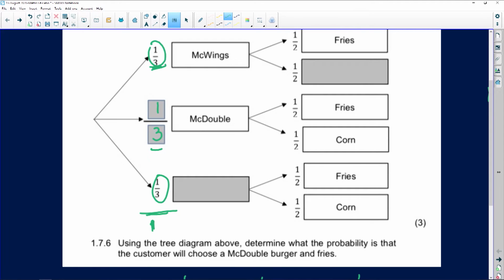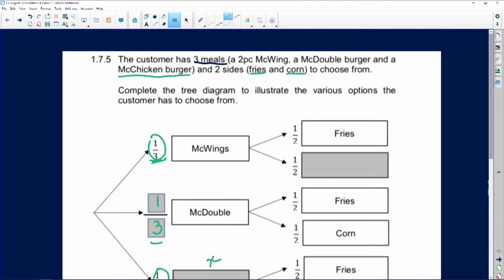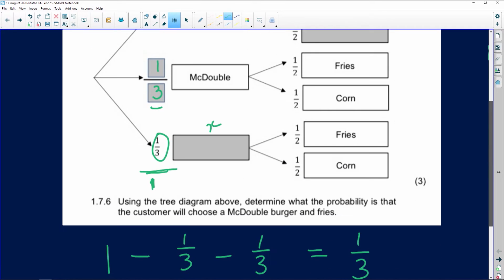The next open space is this over here. We've been given 3 options: McWings, McDouble, and the third option that we have been given is the McChicken burger. So I'll just write there, McChicken burger. Stunning. Okay, I've got that.